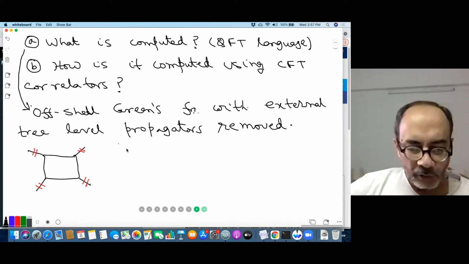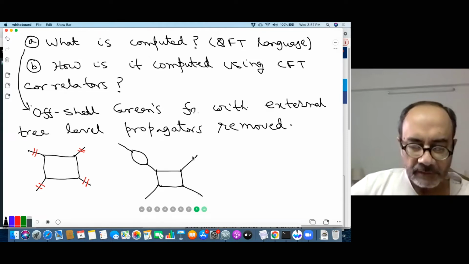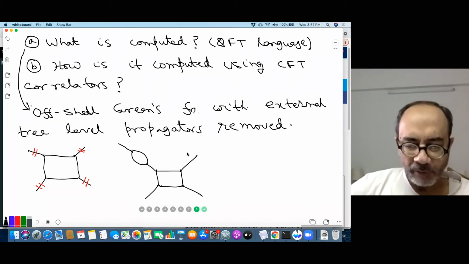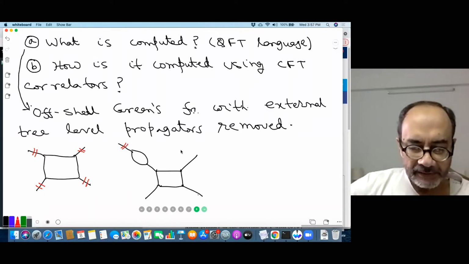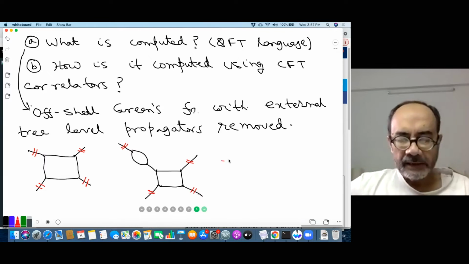But suppose we also have a diagram like this. Okay, let's take a diagram like this. Then the quantity that I will compute will correspond to removing the tree-level external propagators, which means these, and these. But this part of the diagram will be included. Okay, so it's not quite the amputated Green's function that you are familiar with in quantum field theory. And so on.